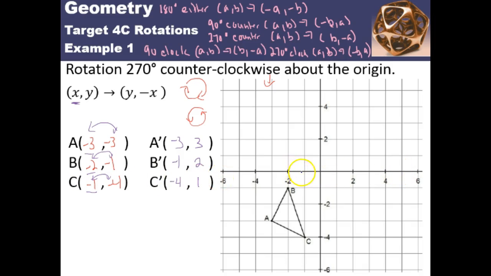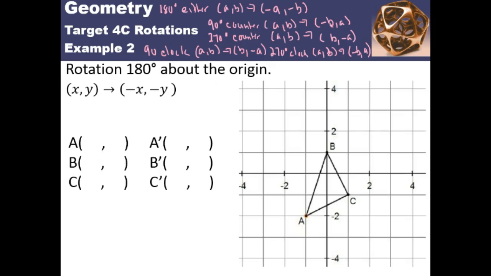So now let's plot those points. Negative 3, 3 is right here, and that's looking promising because we said hopefully our figure would end up in this quadrant. And then B is negative 1, 2. And then C is negative 4, 1. And that's it. Okay, so let's try another one.